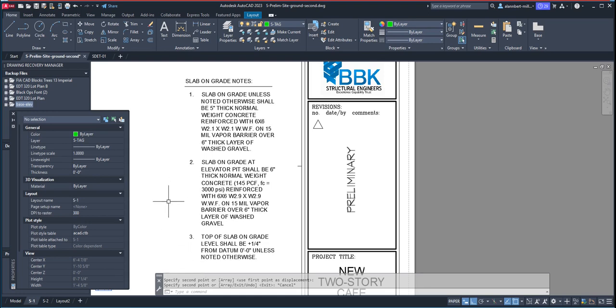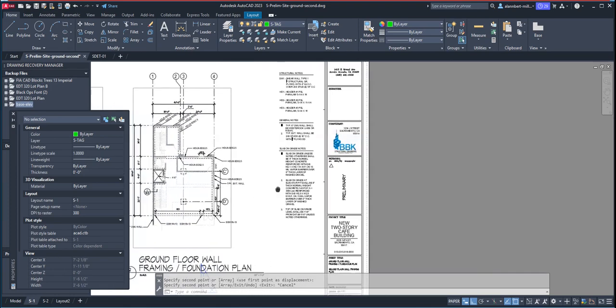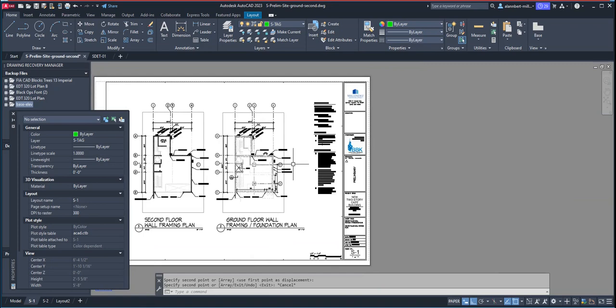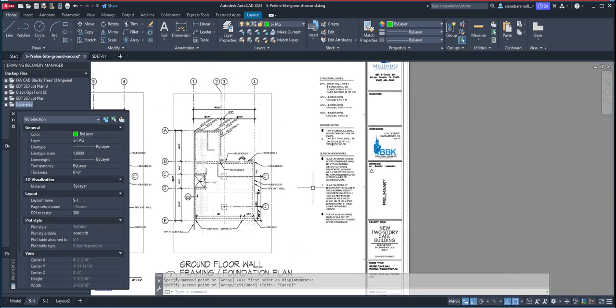Okay. All right. So there you have it. That's what you're going to do for the reinforcement of your slab on grade. Not much drawing, just a lot of typing. Okay, so do that as part of your assignment for this module.